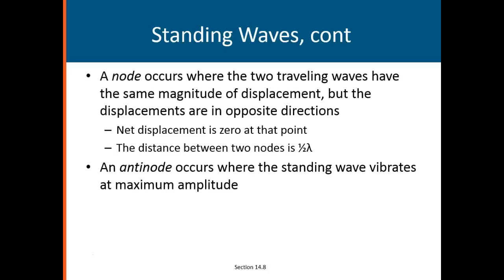Okay, why 1/2 of lambda? Because one node is like this. I mean, here you have two nodes. One is like this and one is like this. That's a lambda. The distance between these two nodes is half lambda. The antinode occurs where the standing wave vibrates at the maximum amplitude. That could be up here or it could be down there. Those would be your antinodes. Okay.